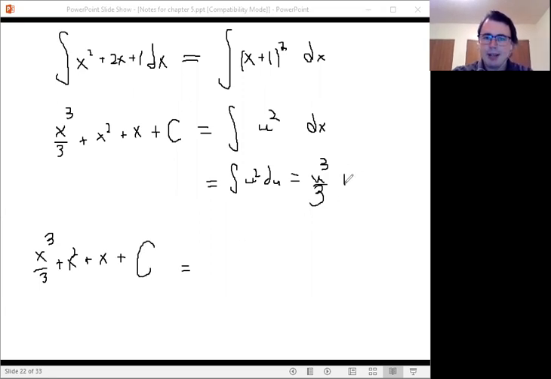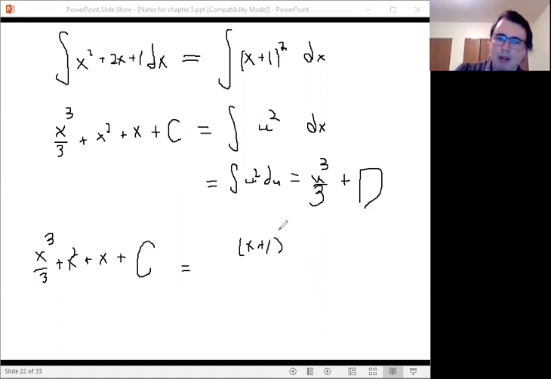On the right side, I've got u cubed divided by 3. And there will be another constant of integration over here, and I'm choosing to write this as the letter d. You know, maybe this is a slightly different constant. So I need to take the cube of x plus 1. Whatever that cube is, I need to divide by 3.